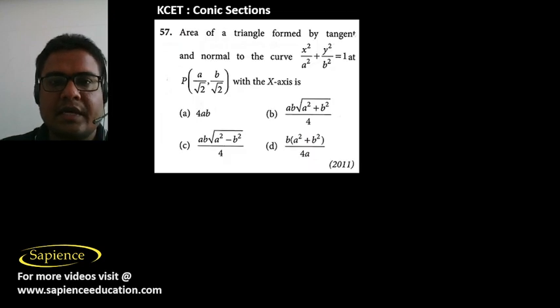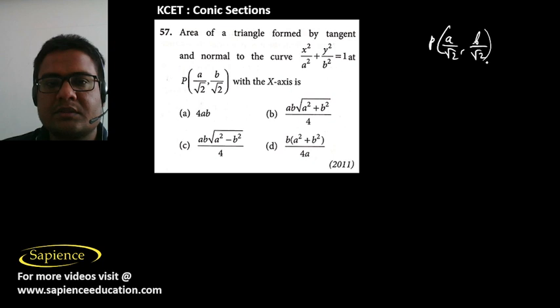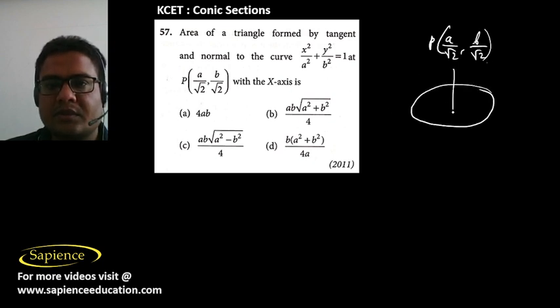Then in question number 57, it is told the area of the triangle formed by the tangent and normal to the curve x square by a square plus y square by b square equal to 1 at P, a by root 2 comma b by root 2, with the x-axis. So it is an ellipse. So it is the equation of an ellipse.